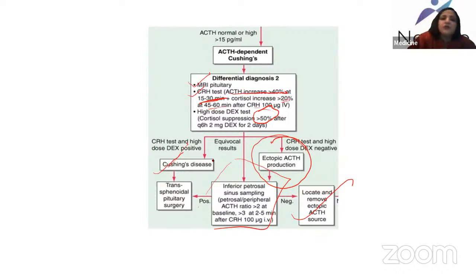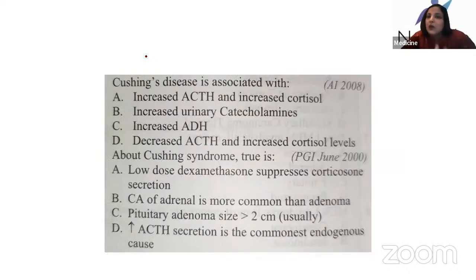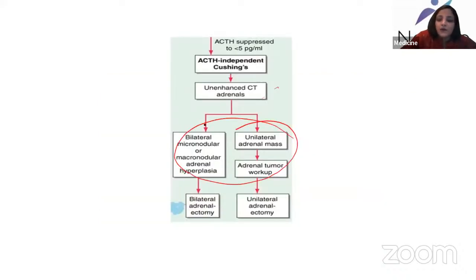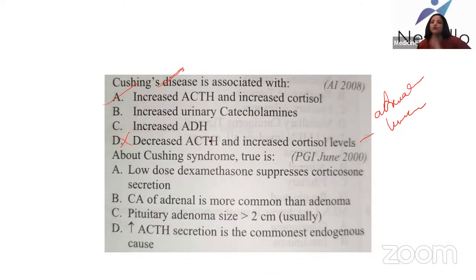Okay, where the students will get confused in this ACTH dependent Cushing's, which I've explained very well. Now let's see the questions. Cushing disease is associated with, now Cushing's disease, again I'm saying disease, please, it's not syndrome. A: increase ACTH and increase cortisol, B: increase urinary catecholamines, C: increase ADH, D: decrease ACTH and increase cortisol. Now a good student who has studied very well would know that the answer is A. And why it can't be D? Because if there is decrease ACTH and increase cortisol level, this will be fine if the cause is adrenal. If there is any adrenal tumor, then you will have this picture of decreased ACTH and increased cortisol levels.